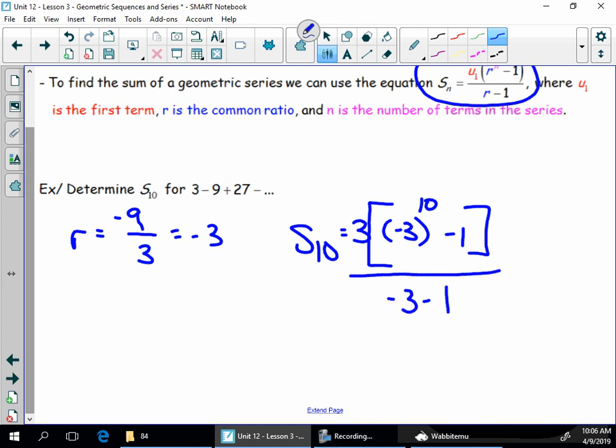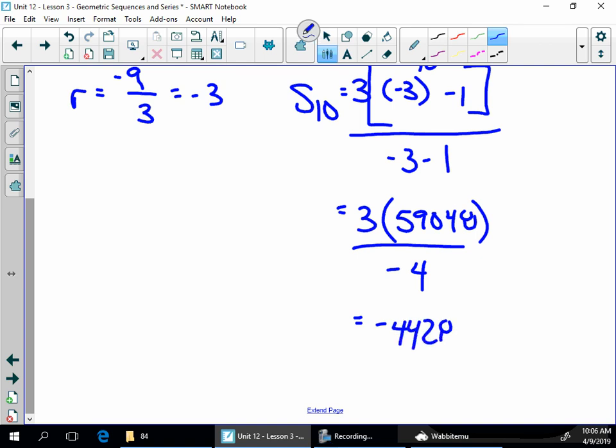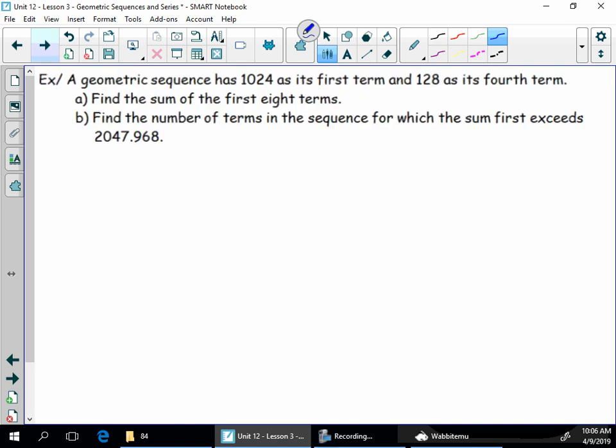Now, if you're careful with your calculator, you can plug that all in at once. If not, do the stuff inside the big square bracket first. You should get 59,048 divided by negative 4, and it results in negative 44,286 if you've done it right. That's it. That's how you do a sum of a series. Let's do some problem solving.